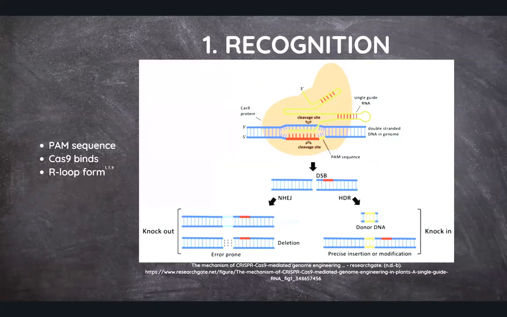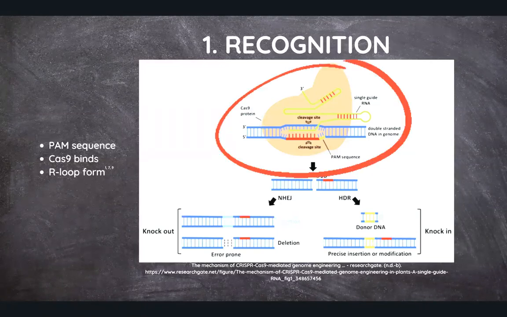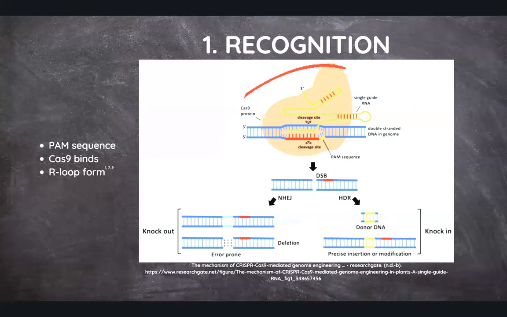After PAM recognition, Cas9 induces local DNA melting and forms this R loop. The unbound target DNA strand forms a pseudo-A form RNA-DNA hybrid. Cas9 bends the DNA helix, creating a global bend and preventing rehybridization, or in other words, the R loop collapsing.